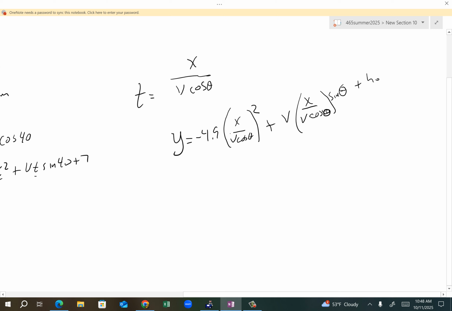So when I do this, now what do I have? Well, this is interesting because watch this. We cancel that out, yeah? And now, if you look at it, oh, wait a minute. This is tangent. Oh, baby. So now I get y equals negative 4.9 x squared over v squared cosine theta, or in other words, secant theta because it's on the bottom, squared, plus x tan theta plus h sub o.